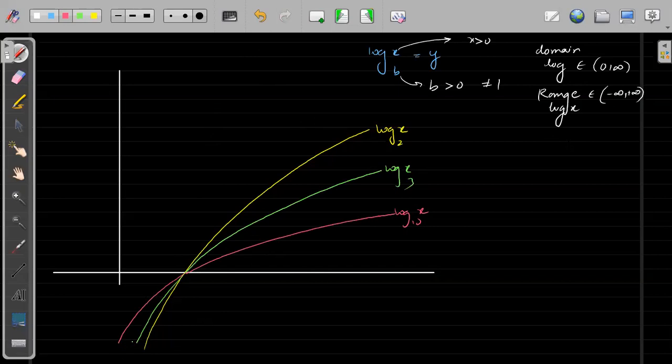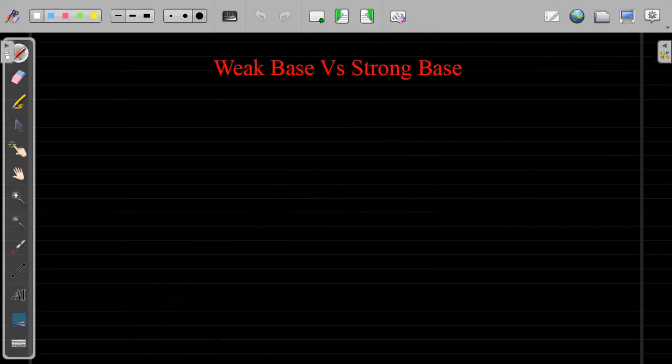Then we again gave names; we are very good at giving names. We saw that when the base is greater than 1, we call it a strong base. Strong base and weak base have different sets of properties, which we will see today.